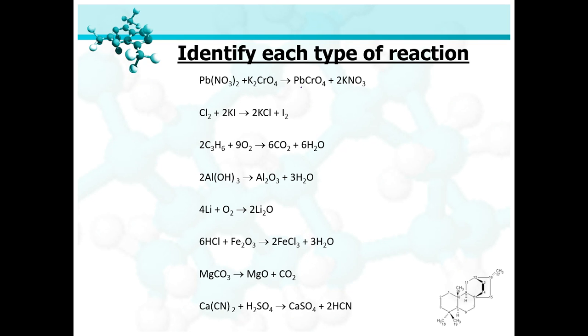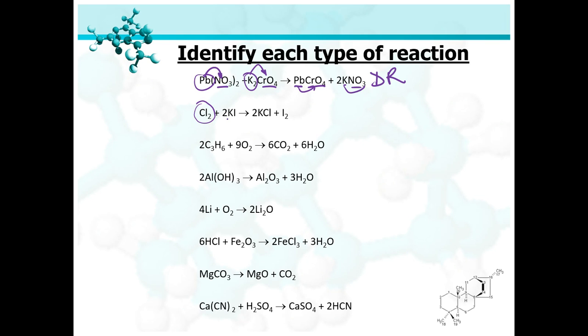Let's practice just a little bit more. I've got, oh my gosh, look at all those letters. It's probably double replacement, but let's check to make sure. I've got lead on nitrate. I've got potassium on chromate. Oh, hey, now I've got lead on chromate and potassium on nitrate. The lead that used to be on the nitrate is now on the chromate. Potassium that used to be on the chromate is now on the nitrate. This is definitely double replacement.